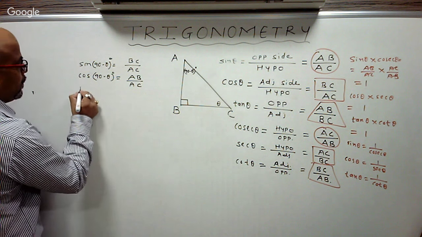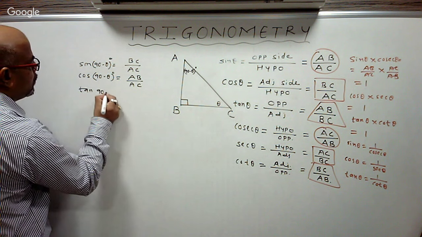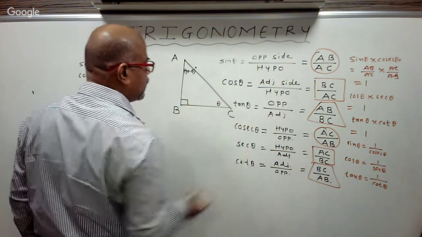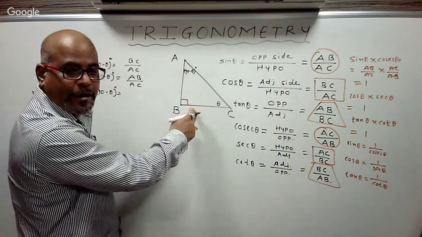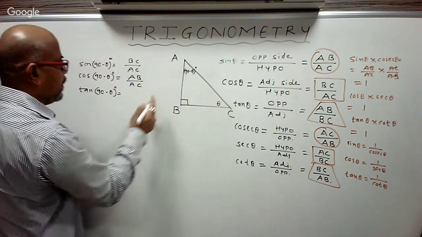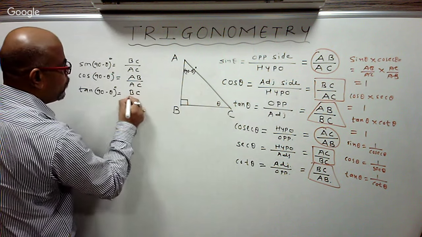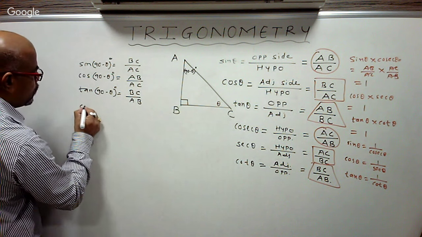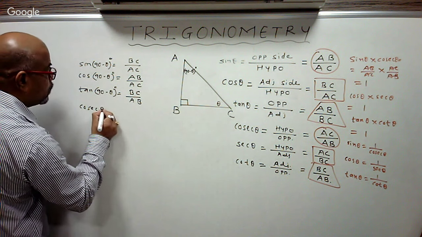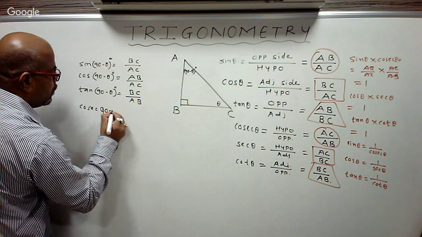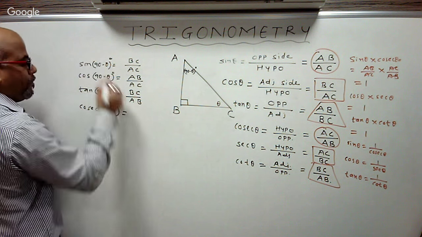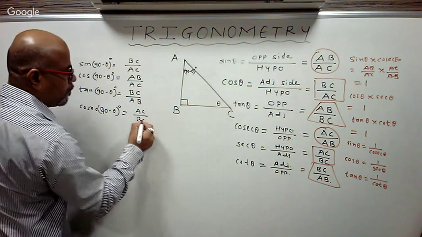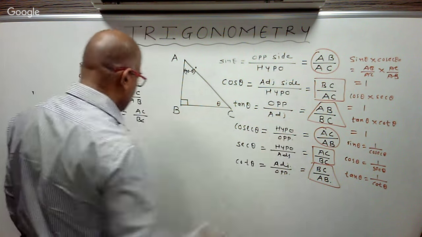Then tan 90 minus theta, formula is opposite upon adjacent. For 90 minus theta, opposite side is BC, adjacent is AB. Here we get BC upon AB. Now, cosec 90 minus theta, you know that cosec is reciprocal of sine. You get the same thing, AC upon BC, or in other words, cosec is hypotenuse upon opposite side.